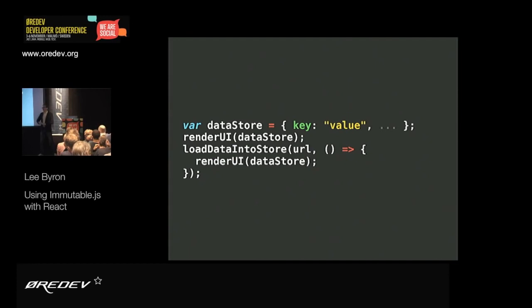Render UI is going to have a really hard time figuring out what to do, right? Data store is a mutable JavaScript object. Load data into store could have done any number of things to that, including just setting it to be null. And render UI is just going to have to make no assumptions at all. But we have solutions for this, right?